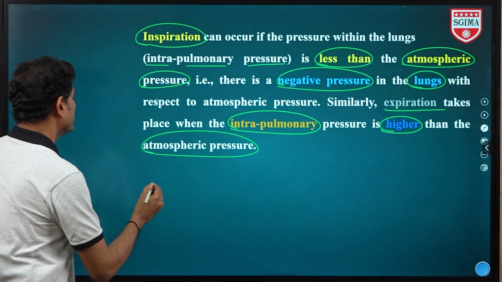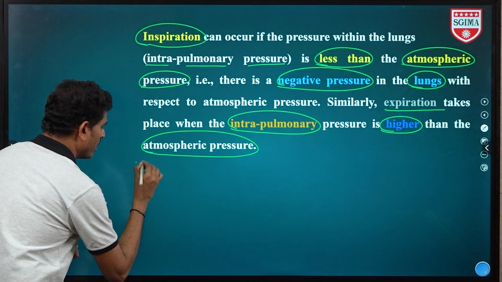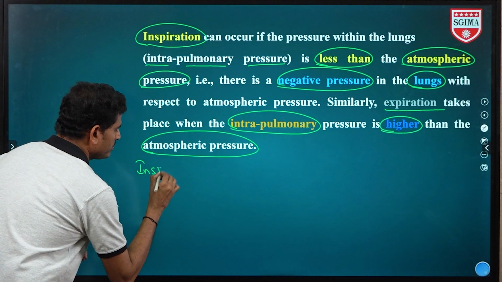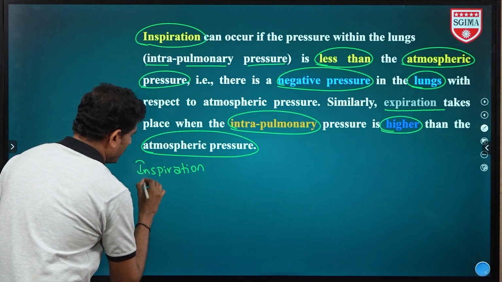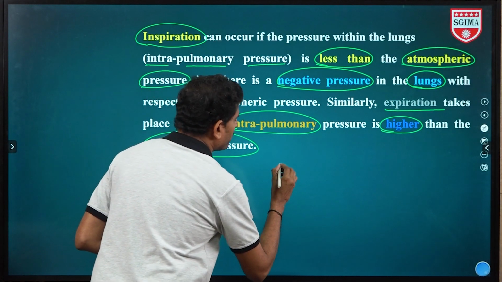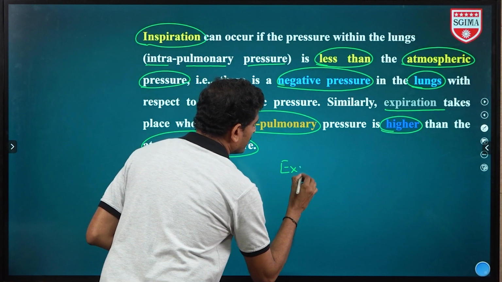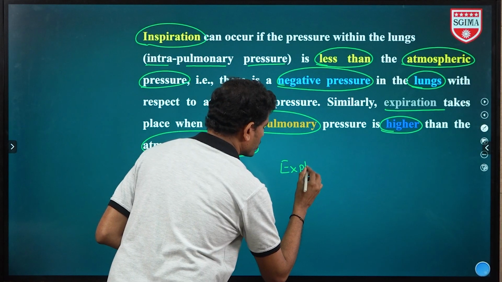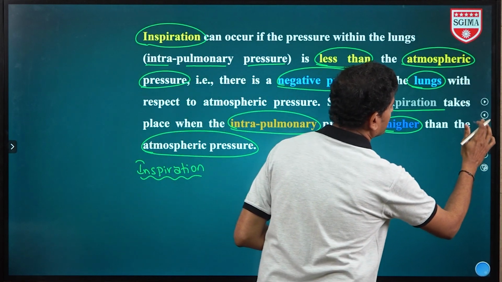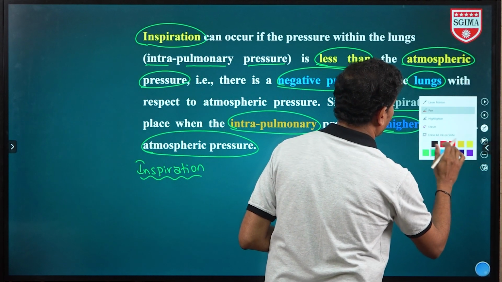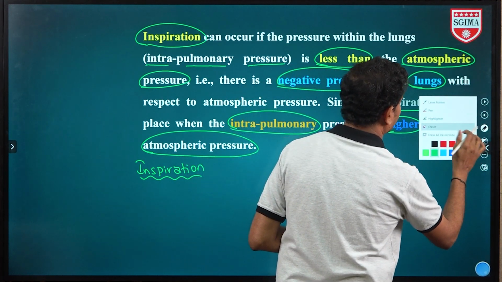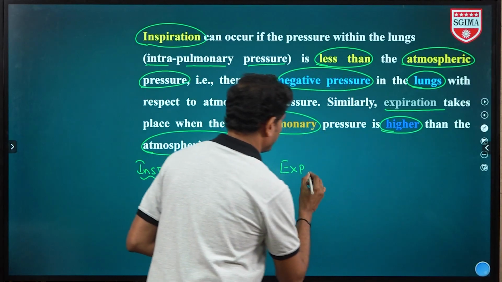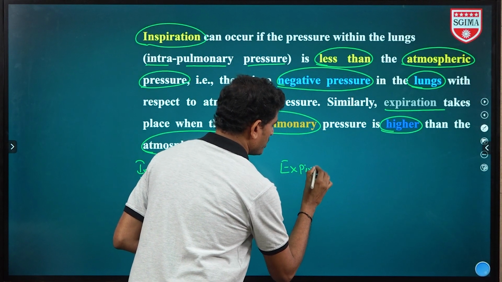Okay. So here during the inspiration क्या होगा? Inspiration में expiration में pressure कहाँ ज़्यादा है, pressure कहाँ कम है? Expiration.